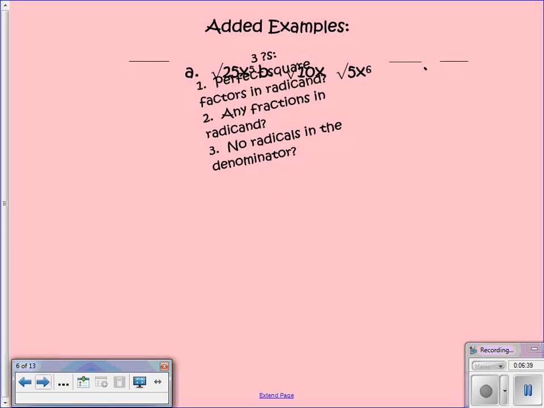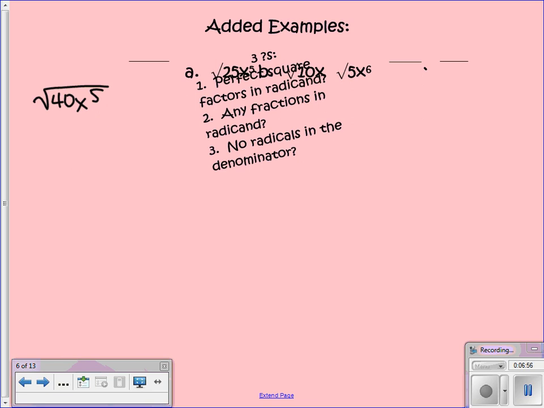Okay, these problems got a little carried away, but let's make up our own. Let's do the square root of 40x to the 5th.